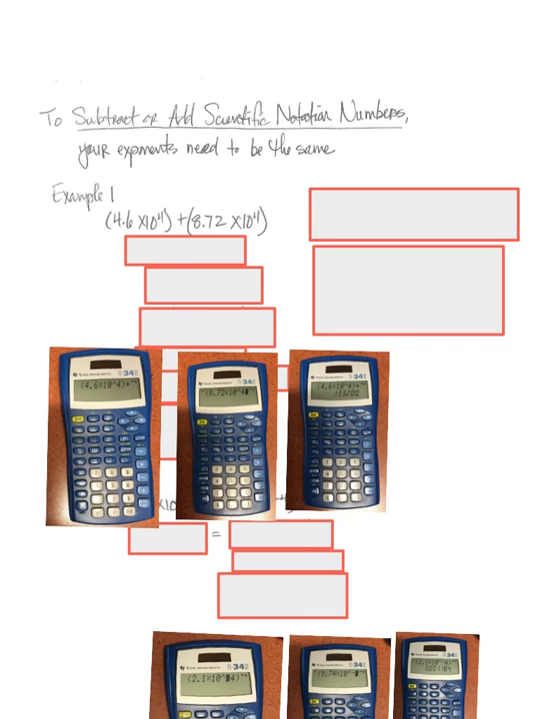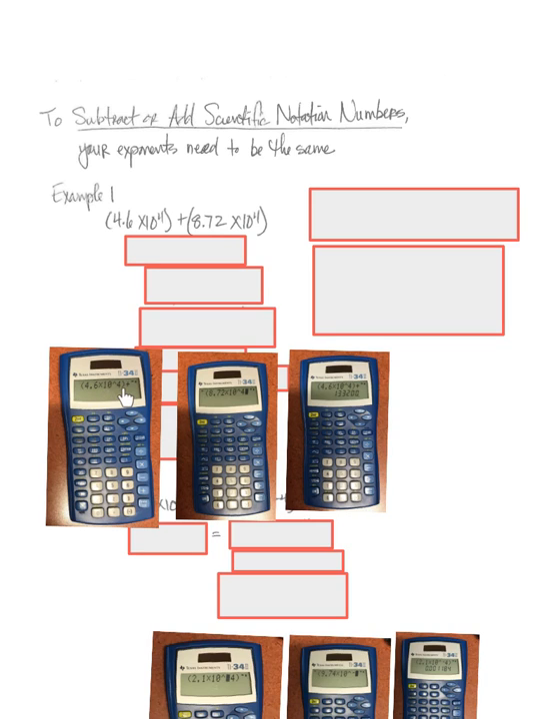If we look at this example, we have 4.6 times 10 to the fourth plus 8.72 times 10 to the fourth. And so we're going to go ahead and add these two together. First of all, if you can see, here's my calculator. I've gone ahead and put it into my calculator itself.